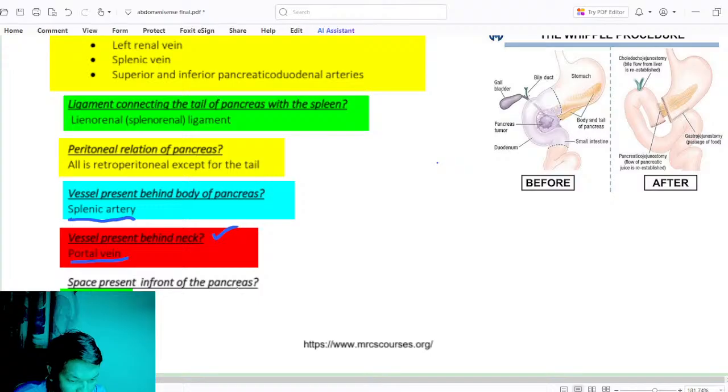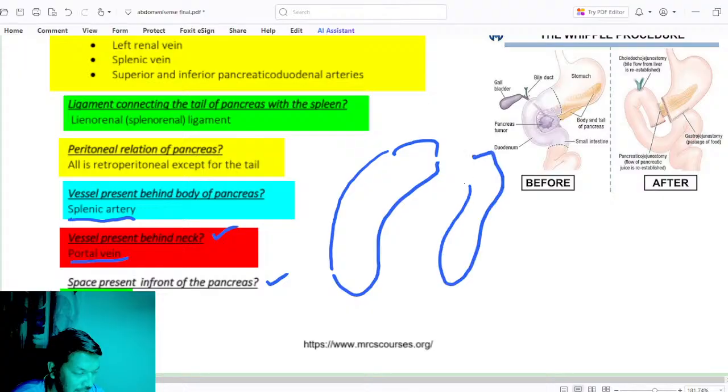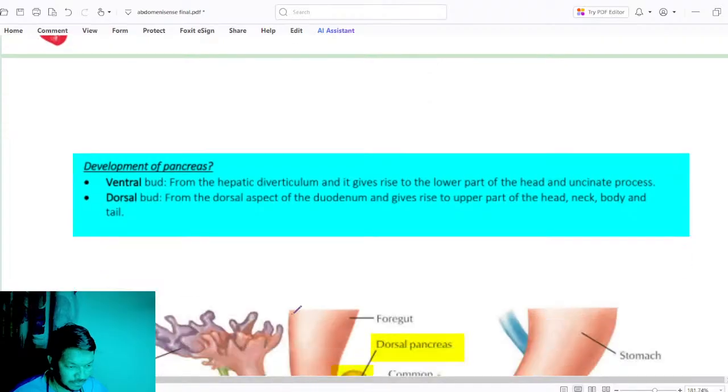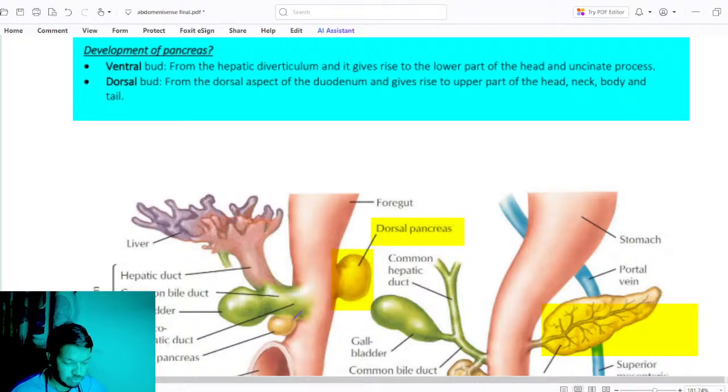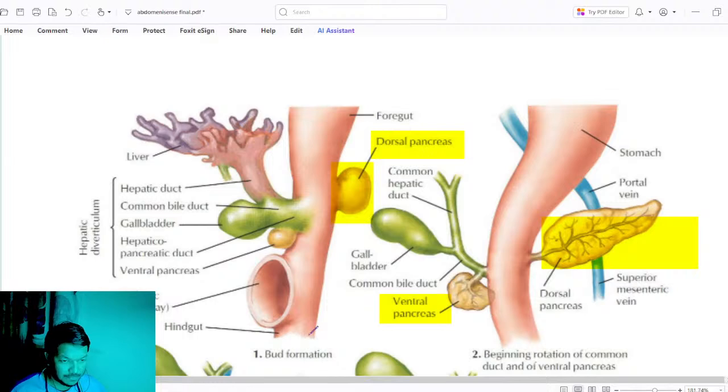Space present in front of the pancreas, lesser sac. This is the greater sac and this is the lesser sac. In between the greater and lesser sac, there is a communication that is called the epiploic foramen. Okay. Development of the pancreas, ventral part, dorsal part.